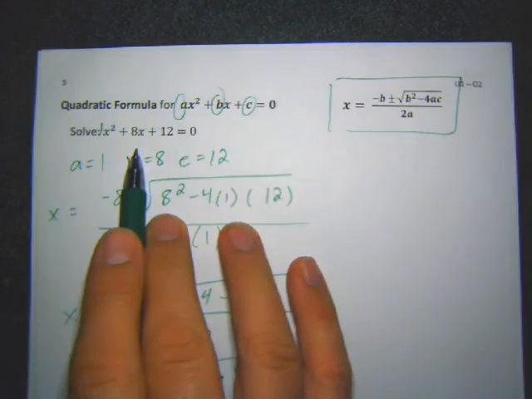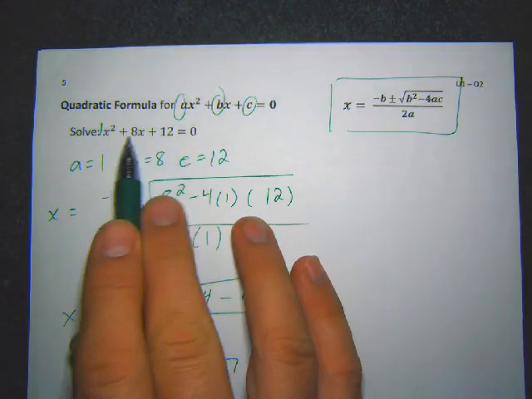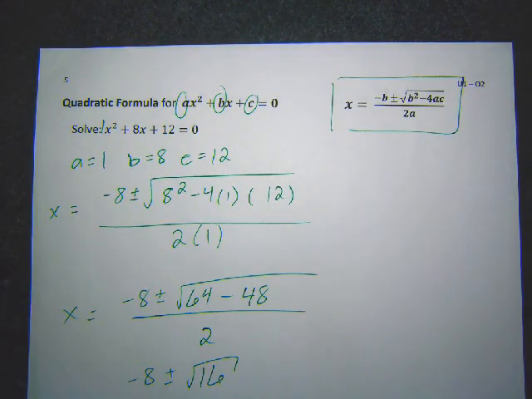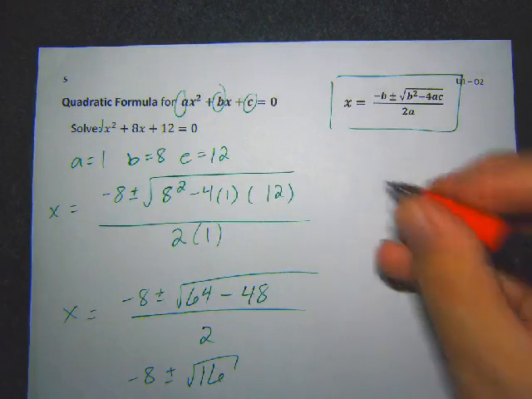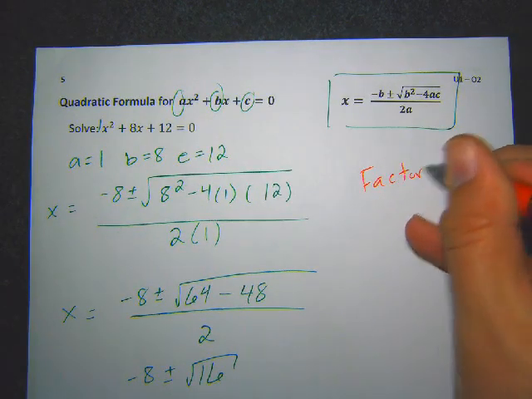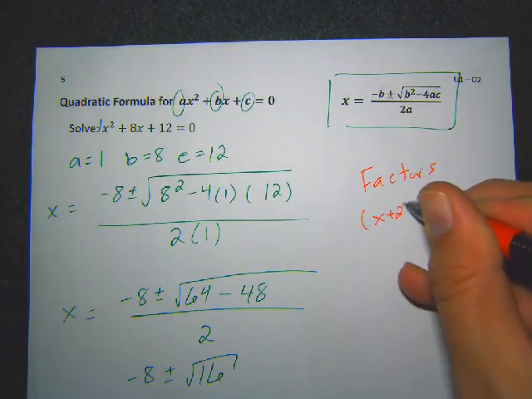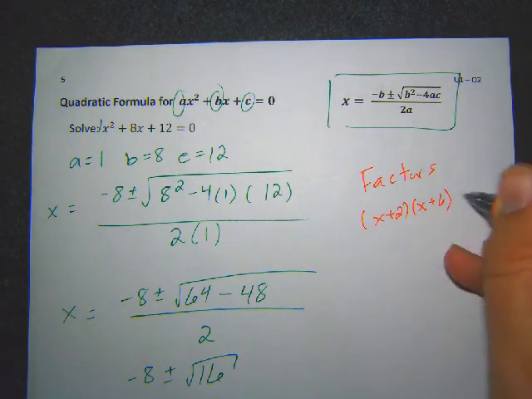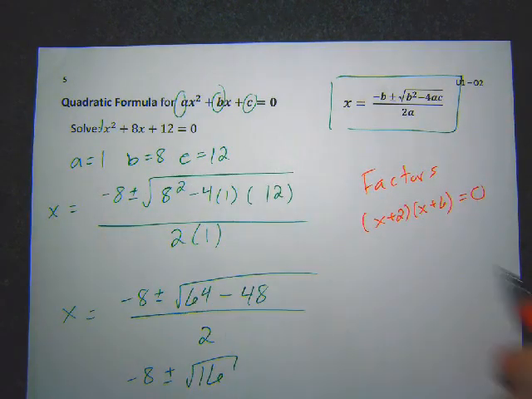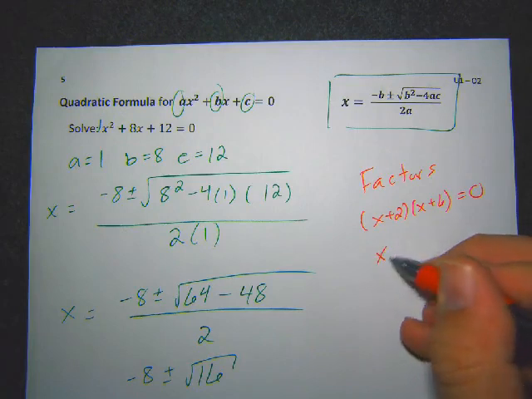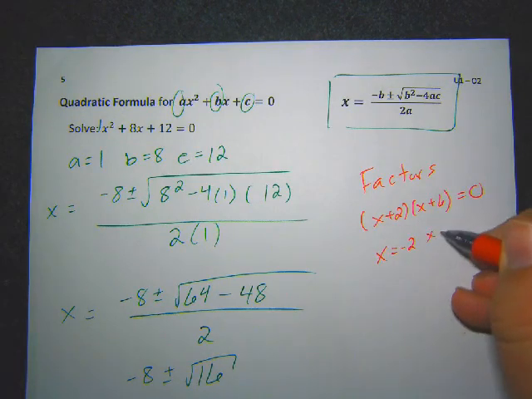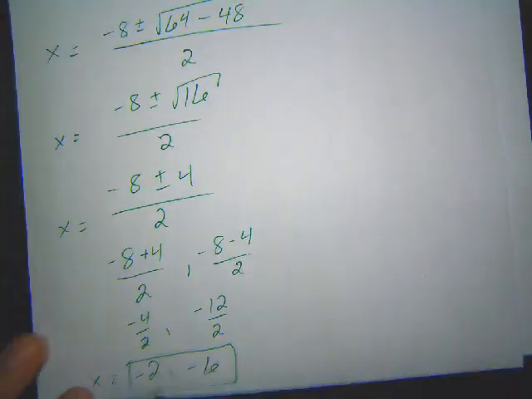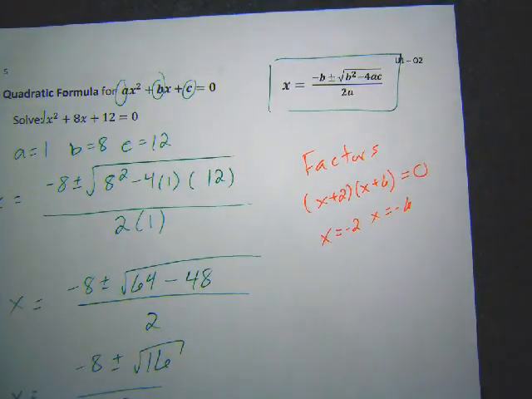You look at this and you think, well, multiplies for 12 and adds for 8. Well, it's 6 and 2, right? 6 times 2 is 12. 6 plus 2 is 8. So you could have just factored this. It would factor as x plus 2, x plus 6. And once you factor it, you can just set both parts to equal 0. So you get x equals negative 2 and x equals negative 6, which is what we got, negative 2, negative 6. And that was a lot less work, right?